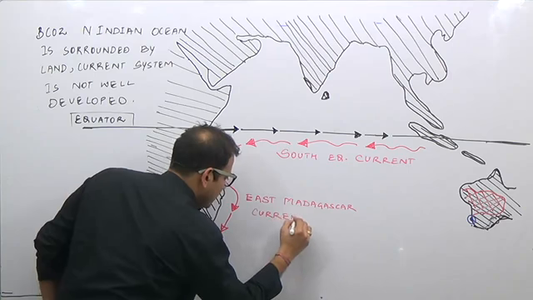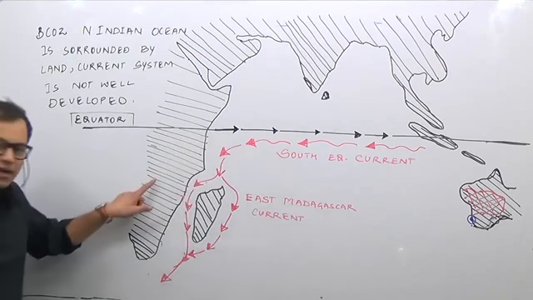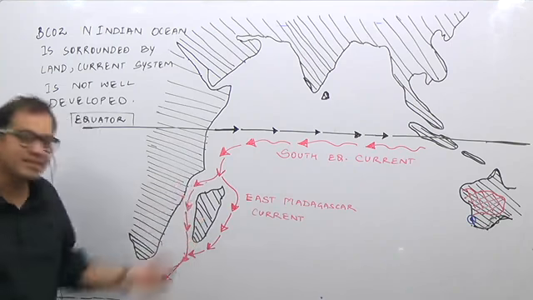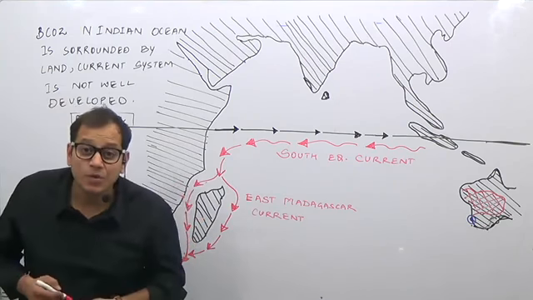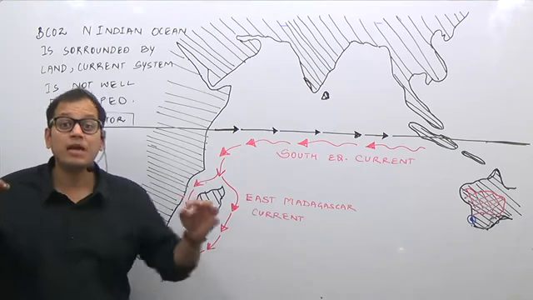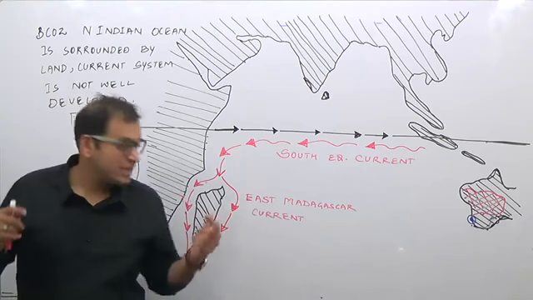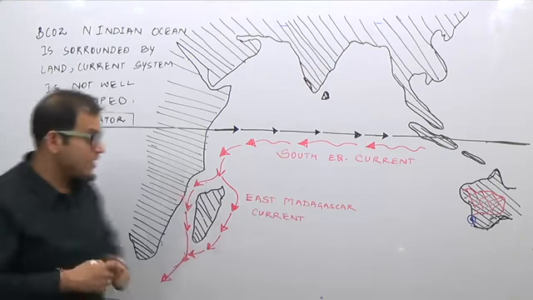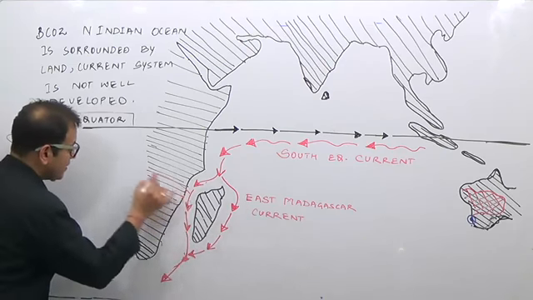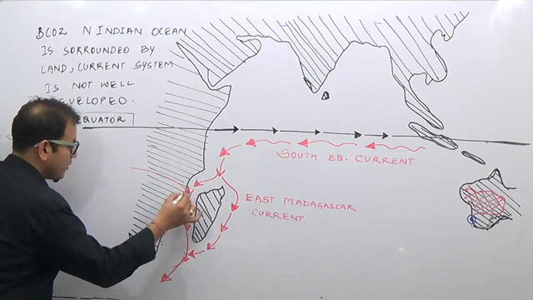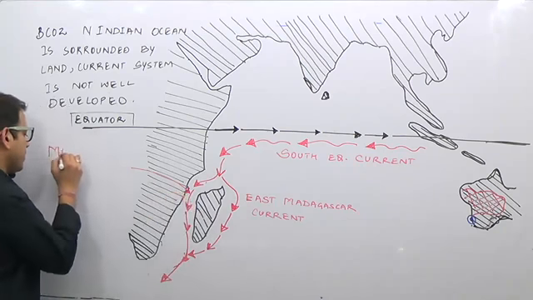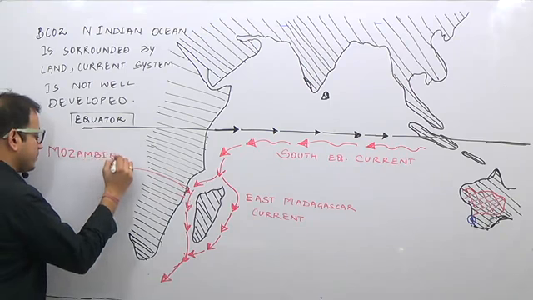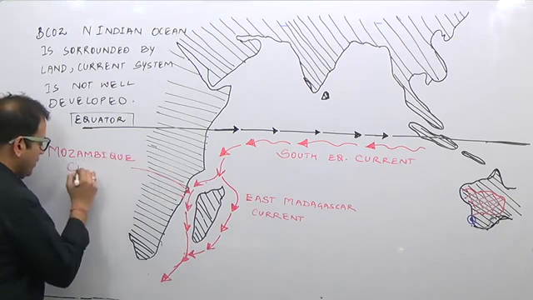While the other current flows between mainland Africa and Madagascar. What is this gap known as? This gap is known as the Mozambique Channel. Mozambique is the country here, so it is known as the Mozambique Channel, and therefore the name of this current is the Mozambique current.